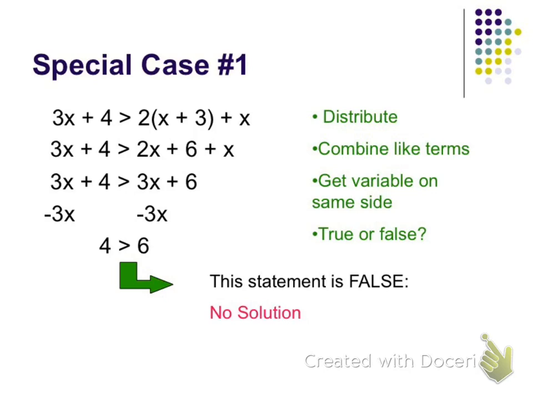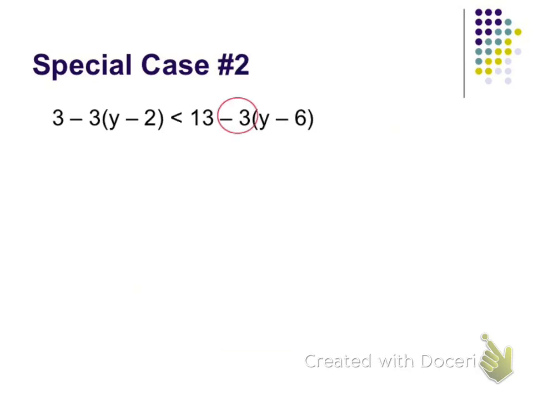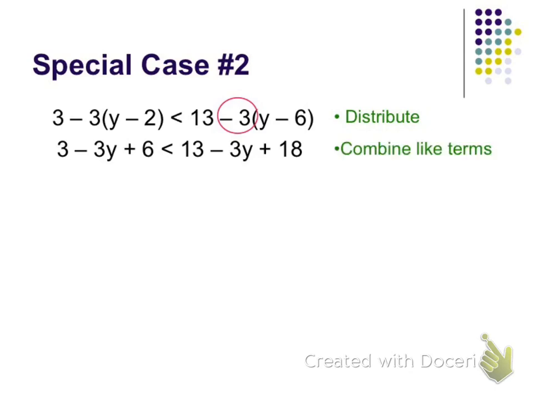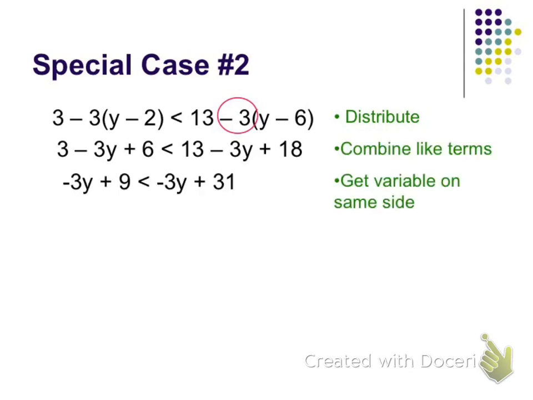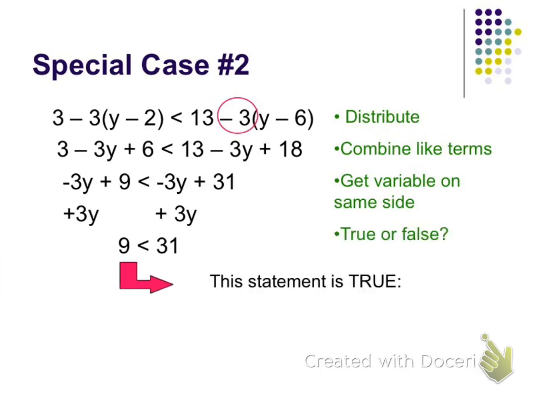Okay, and in special case number 2, if you're working it out and you distribute, combine your like terms, get your variables on the same side, and you look at the statement, and it is true, then it is all numbers. Because 9 is less than 31, it's true, then all numbers would make it true.